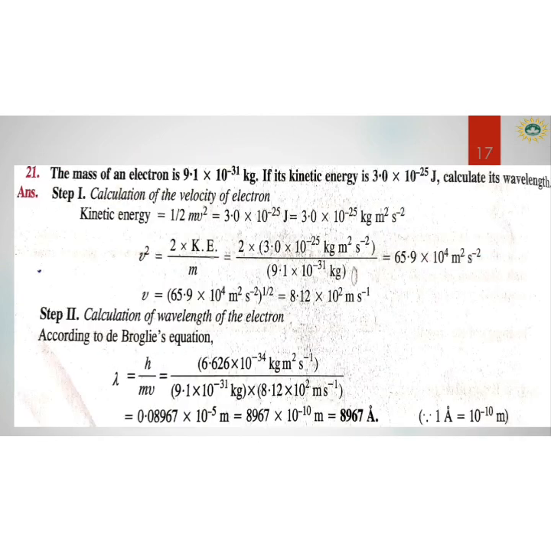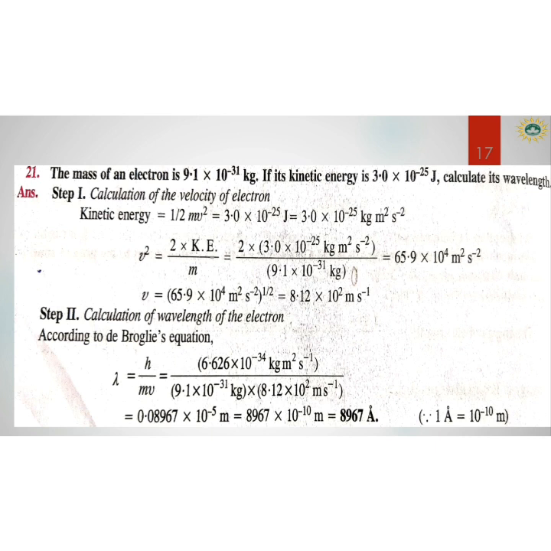So let's solve one problem. The mass of an electron is 9.1 into 10 to the power minus 31 kg. If its kinetic energy is 3 into 10 to the power minus 25 joule, calculate its wavelength. First we have to calculate the velocity of the electron. We know that kinetic energy is always half mv square. The mass is here, and the value of kinetic energy is given: 3 into 10 to the power minus 25 joule.